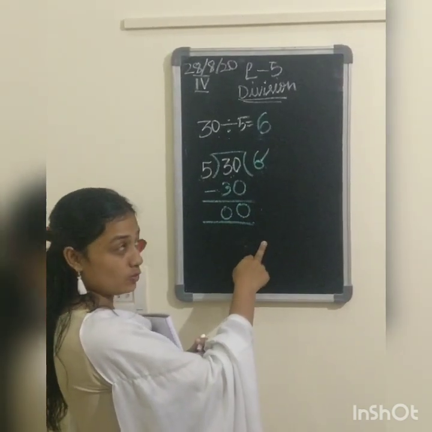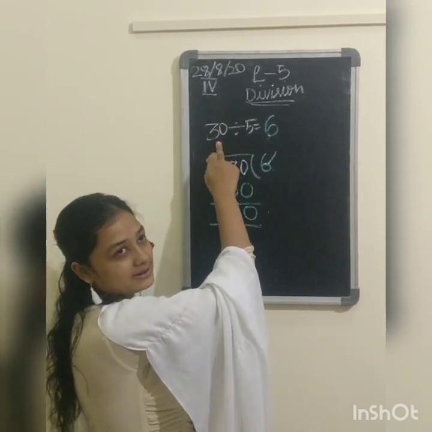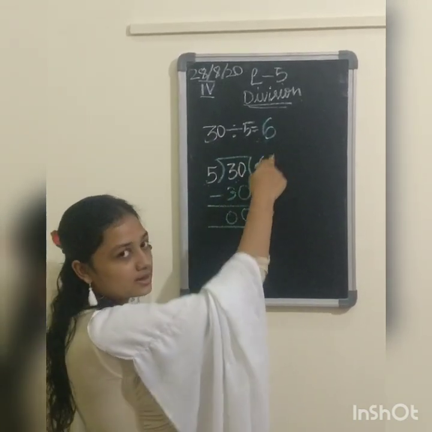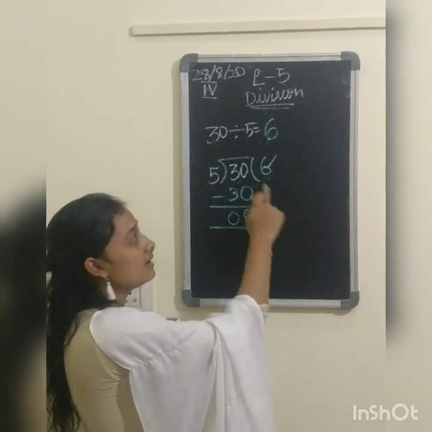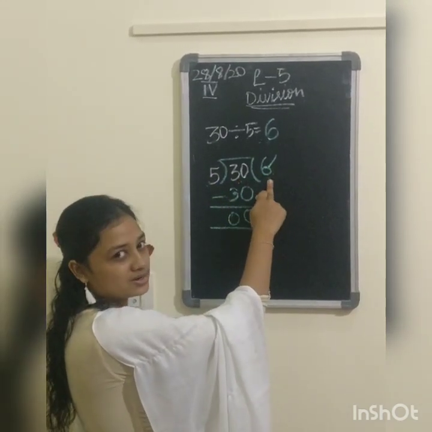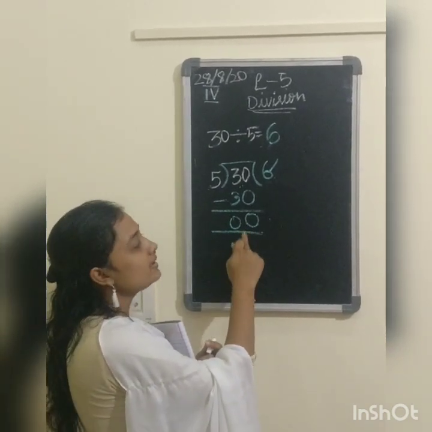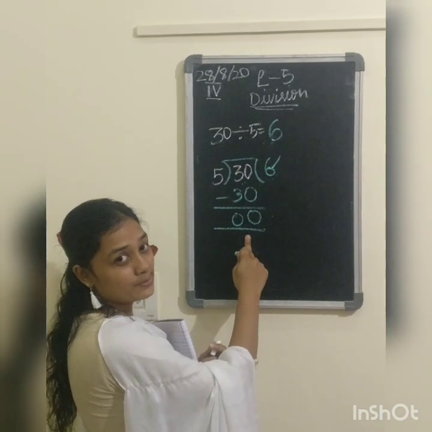So now I know what are the parts when I write it in this format. This is my dividend, divisor, quotient. So when I write it in this way, this will be my divisor, dividend, quotient. And then this is called remainder. Here I don't have any number as remainder.